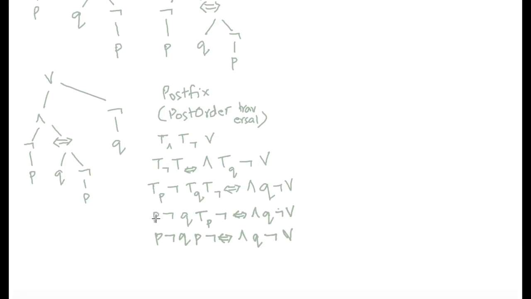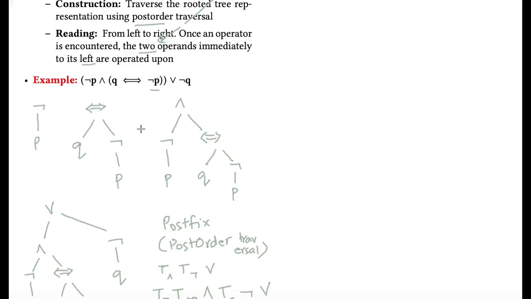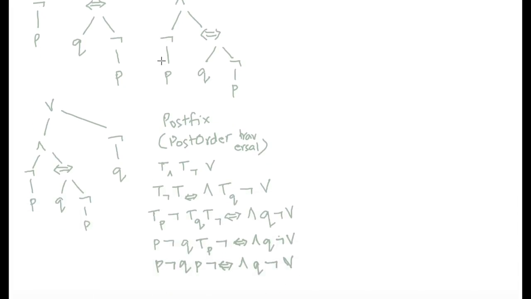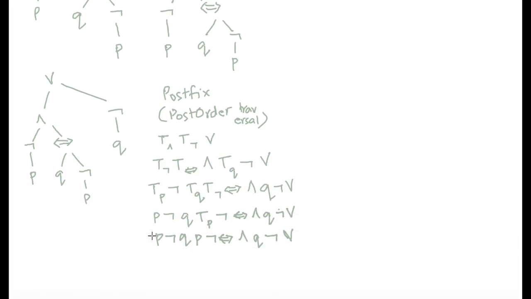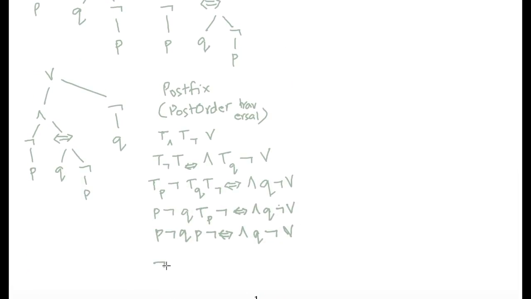Now let's read it. Imagine that you have just this postfix notation. Just read it and see whether we get our starting expression or not. As a reminder, we read from left to right, and if an operator is a binary operator, we immediately operate it on its immediate left two operands. If it is a unary operator, we immediately operate it on its immediate left operand. Okay, so what does this mean? We start from left to right, remember? Okay. So this means not P.